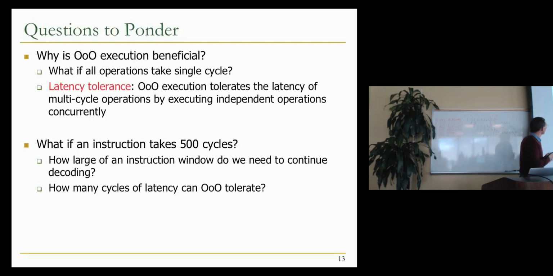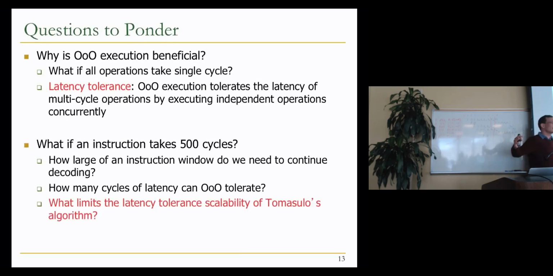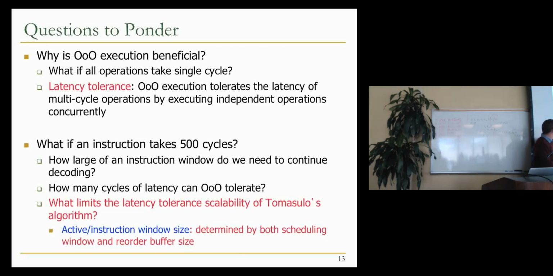Okay. So how many cycles of latency can out-of-order execution tolerate? This really depends on the size of your instruction window and reservation stations. And that actually limits the latency tolerance scalability of Tomasulo's algorithm. So if you want to tolerate longer and longer latencies, you'd like to make this machine bigger and bigger. Both the scheduling window, reservation stations, and the reorder buffer, because these are related. Right? Does that make sense? Yeah.